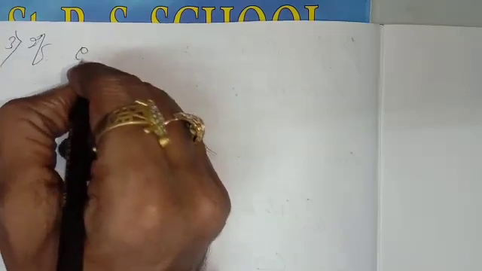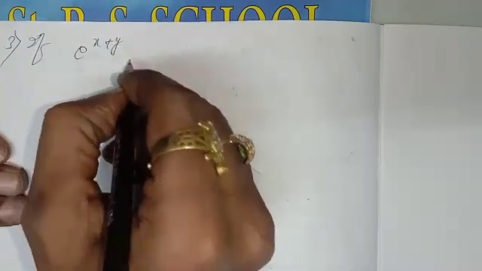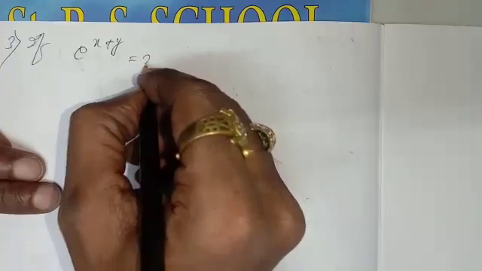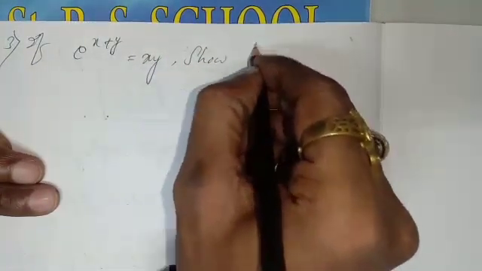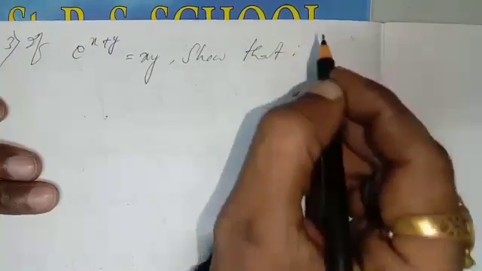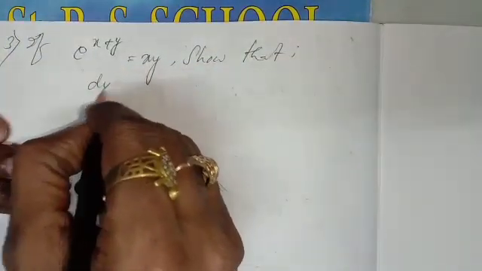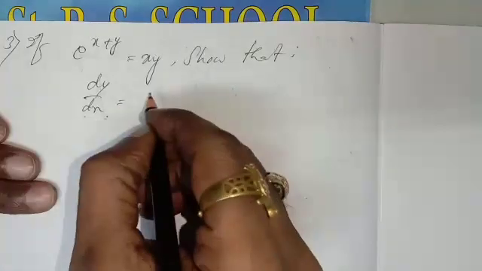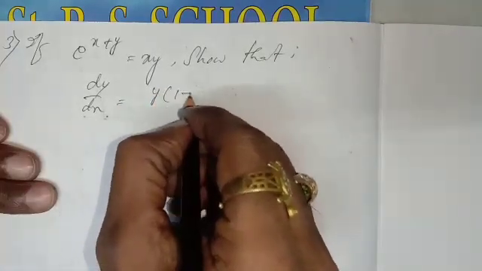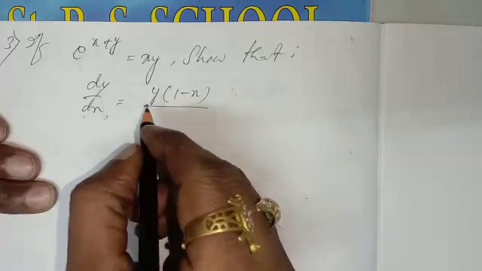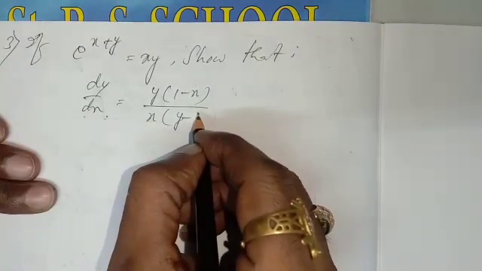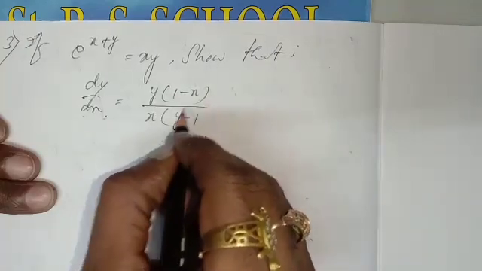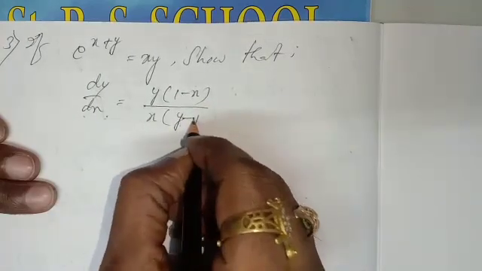Question number 3. If e to the power x plus y is equal to xy, then show that dy/dx is equal to y whole into 1 minus x by x whole into y minus 1.